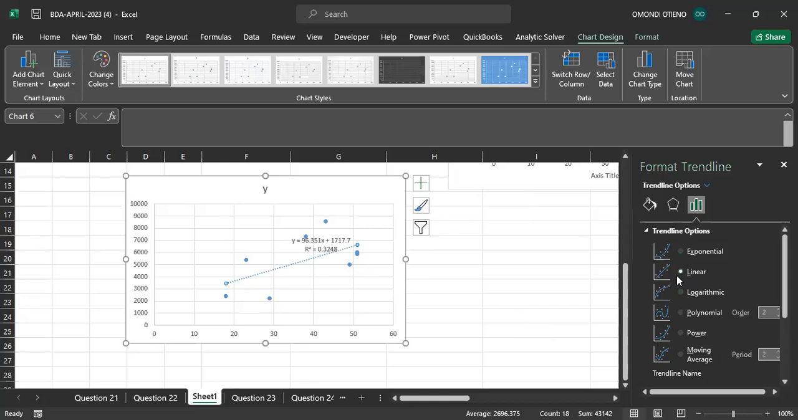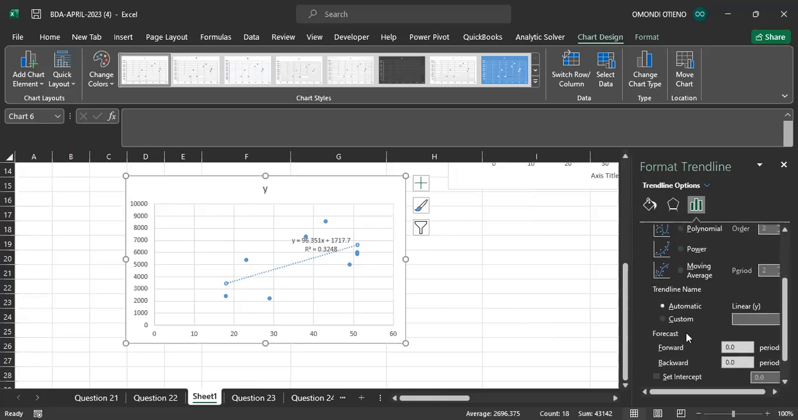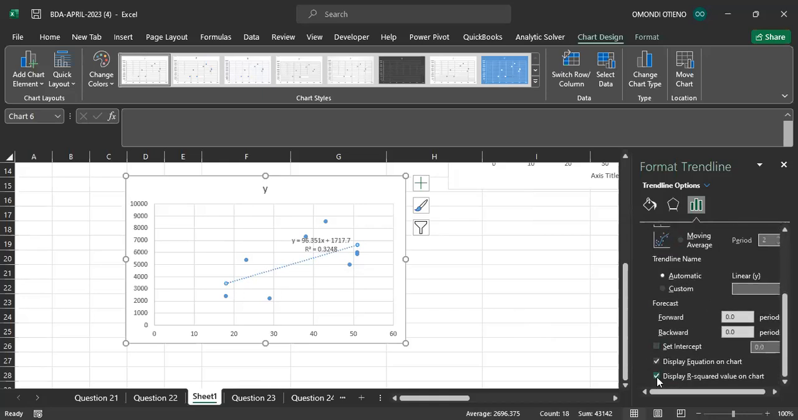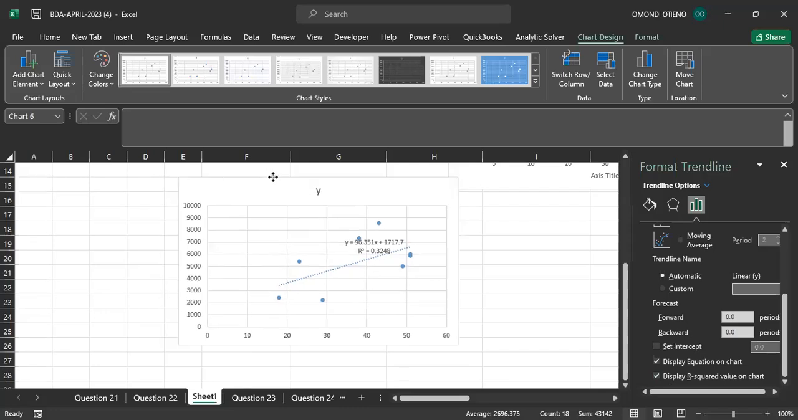Whoever is saying repeat on R, are you at this point? Go down here to see where R is. This is it. Display R squared value on chart. Are you able to see the value of R? Are you able to see R here? Just mark this box. Doris, just ensure that this box is marked. And you will see R displayed here. R squared. Good. That is it. So that's how you get to this.